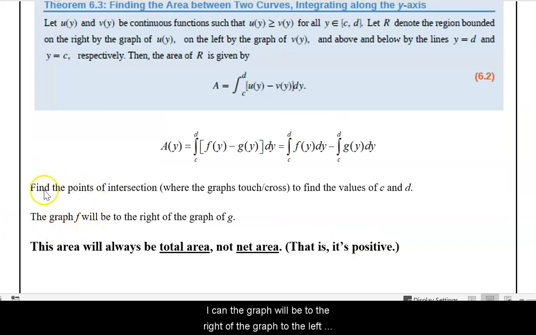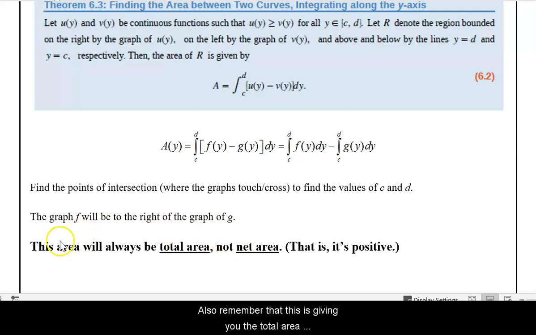Again, the graph to the right minus the graph to the left. This is the order in which you do the subtraction. We'll use f again for the rightmost and g for the leftmost, but you cannot rely on the names to actually provide the information. You will have to graph them in order to determine which is truly on the right and which is truly on the left, and whether they swap places, which does happen often.